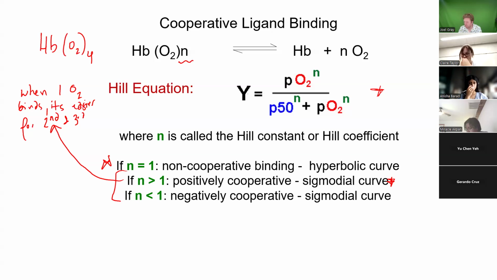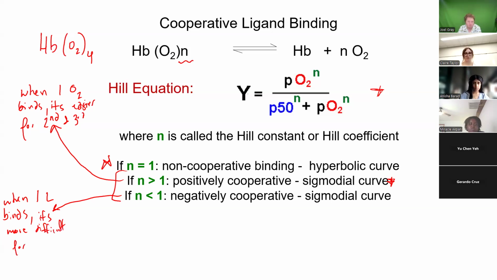Does it, the negative cooperativity? Well, effectively the opposite of that is true. What that means is you would have a multimeric protein that, and I'm going to switch my terminology up a little bit, when one ligand binds to the protein, it's more difficult for the additional ligands to bind.